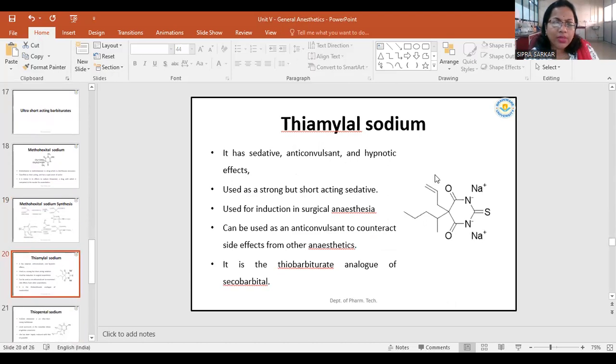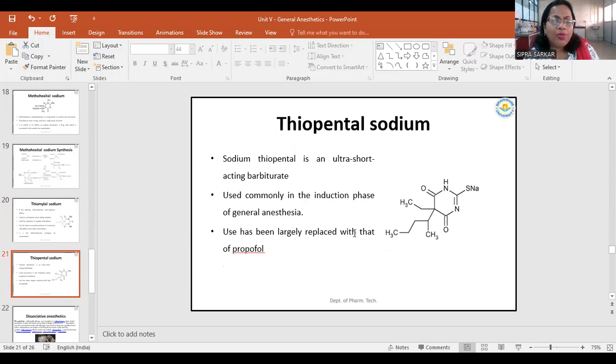Now, thiamylal sodium is one of the sedative anticonvulsant barbiturates. It is a strong but short acting sedative used for induction of surgical anesthesia. It can be used as an anticonvulsant to counteract the side effects from the anesthetic. It is the thiobarbiturate analog of secobarbital. Thiopental sodium is an ultra-short acting barbiturate used commonly in the induction phase of general anesthesia. Its use has been largely replaced by propofol. So, sometimes the propofol drug is used.